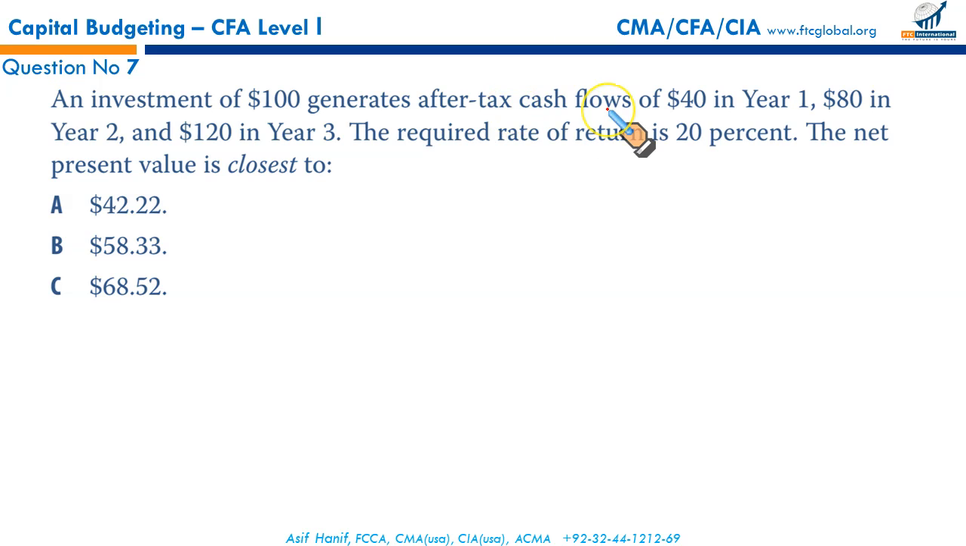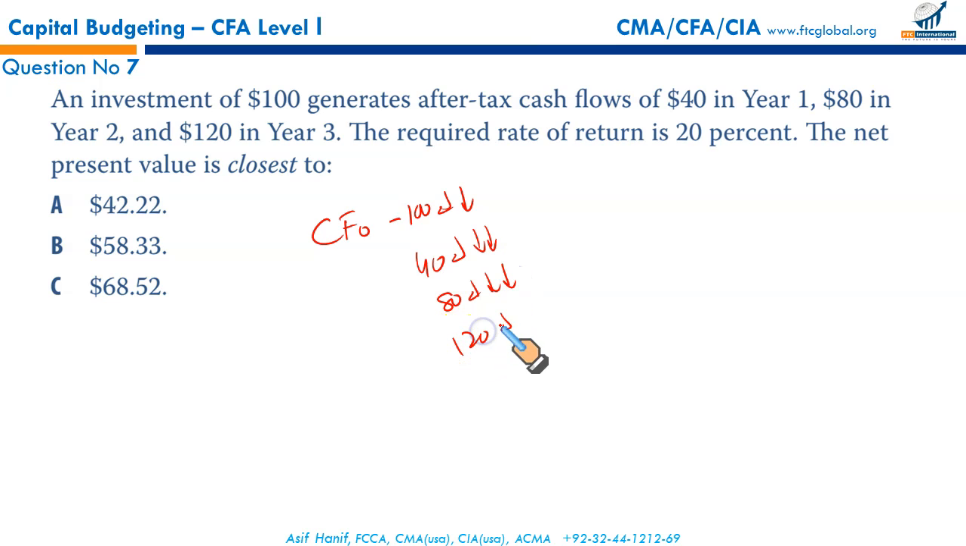Next, an investment of $100 generates after-tax cash flows of 40 in year 1, 80 in year 2, 120 in year 3. The required rate of return is 20%. The net present value, I'm going to simply write down the notation. You'll simply enter it in your calculator. This is your initial investment. 40 in year 1, single cash flow. 80 in year 2, single, and 120 in year 3.